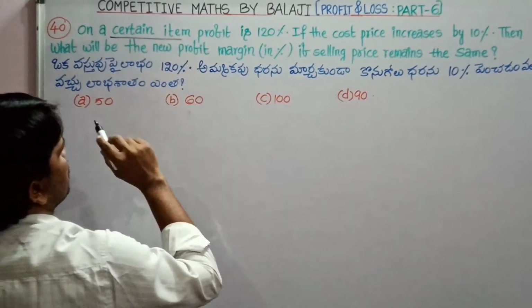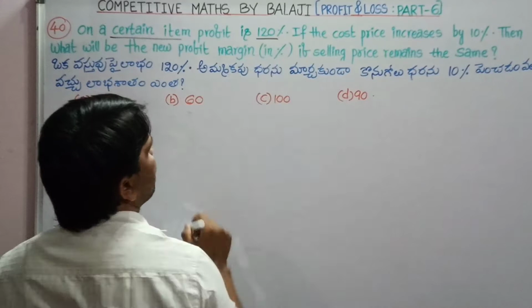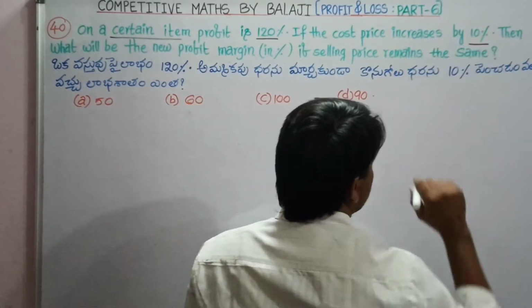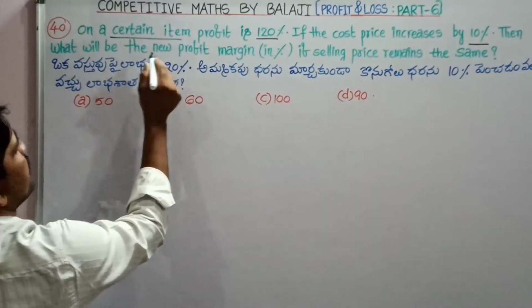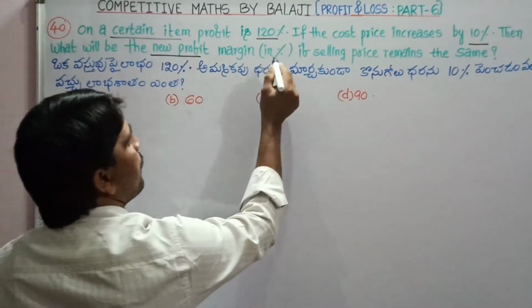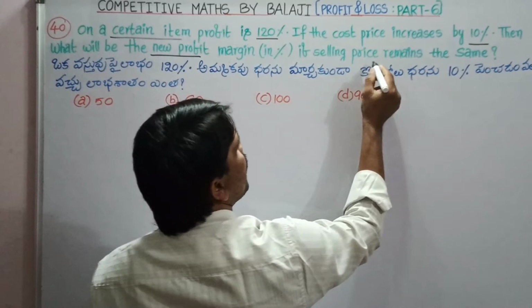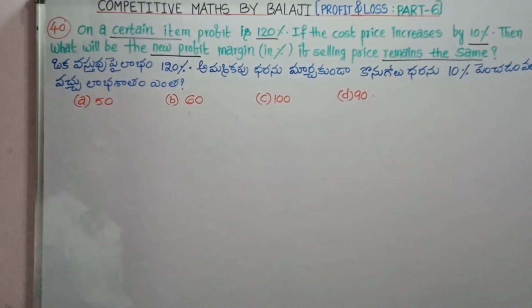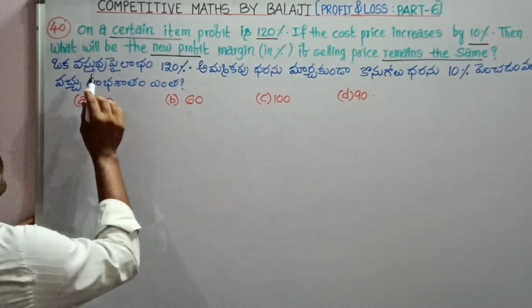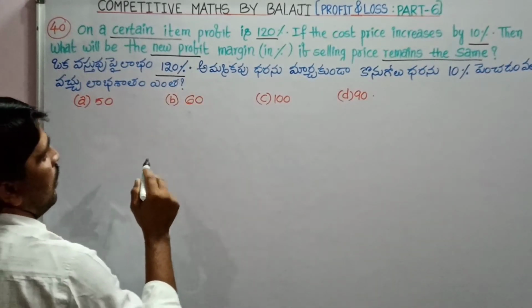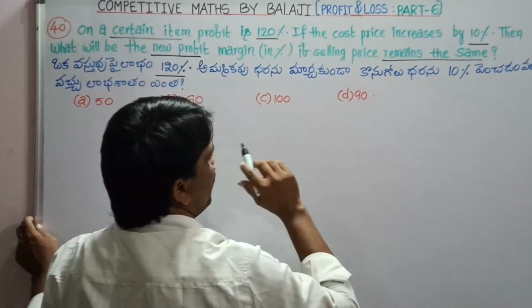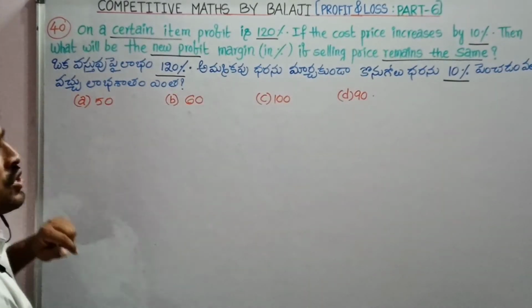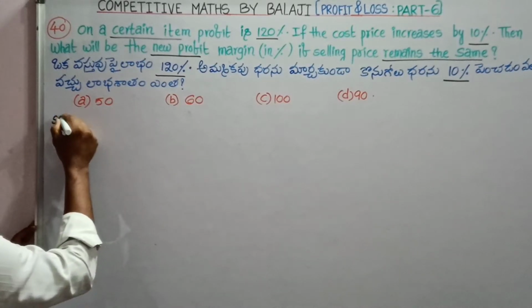On a certain item, profit is 120%. If the cost price increases by 10%, then what will be the new profit margin in percentage if selling price remains the same? Yes, selling price remains the same. ఒక వస్తువుపై లాభం 120%. అమ్మకపు ధరను మార్చకుండా కొనుగోలు ధరను 10% పెంచడం వలన వచ్చు లాభ శాతం ఎంత? Solution.